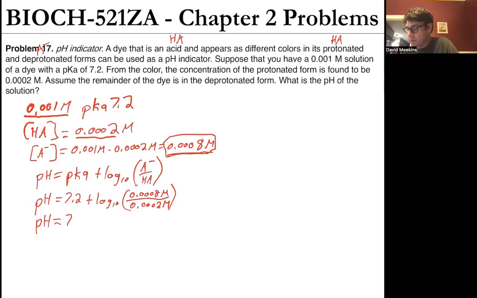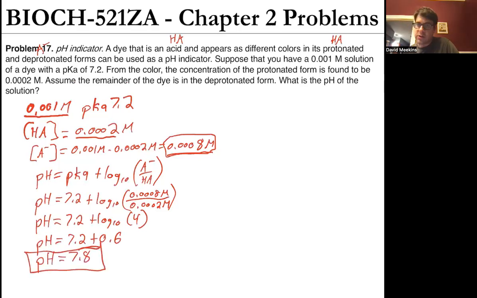So pH equals the pKa, which is 7.2, plus the log base 10 of 4, because 0.0008 over 0.0002 is 4. That turns out to be 0.6. So the pH equals 7.2 plus 0.6. If you do that math, the pH equals 7.8. So that's the answer to that question. It really is just plug and play.